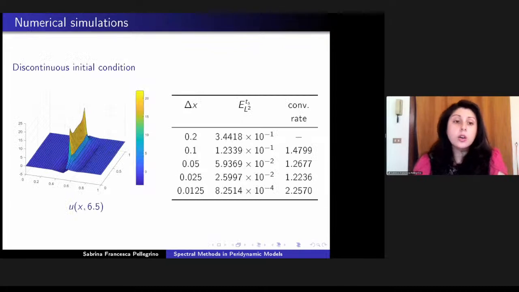Finally, we made a simulation by considering a discontinuous initial condition. In particular, we choose a jump type discontinuity for the displacement field as initial condition, and performing an error analysis, we find that in this case, we have the loss of one order of convergence for the method with respect to the space variable. This is exactly due to the fact that we have a discontinuous solution.